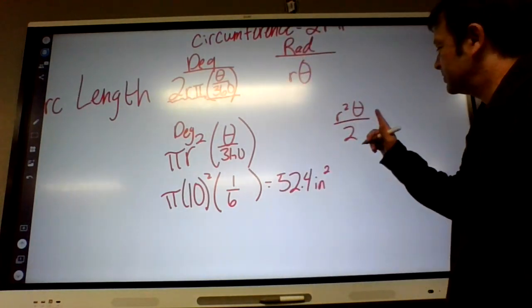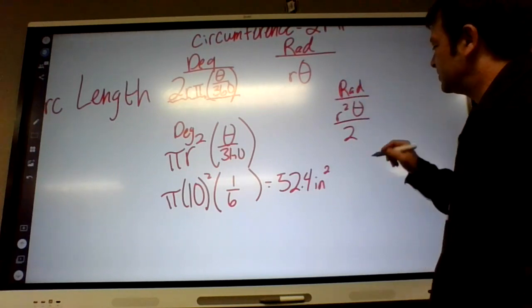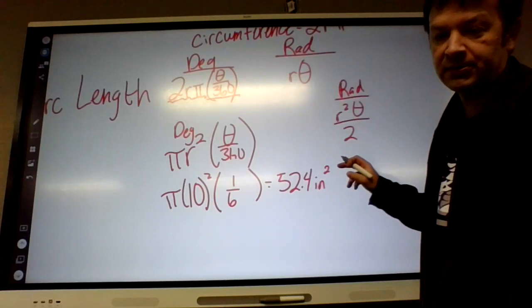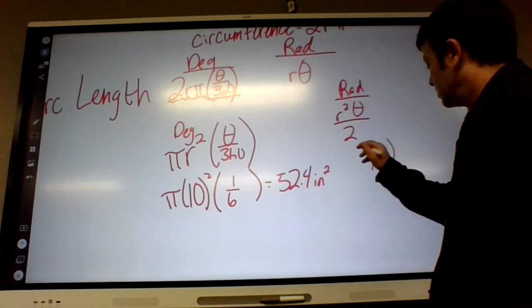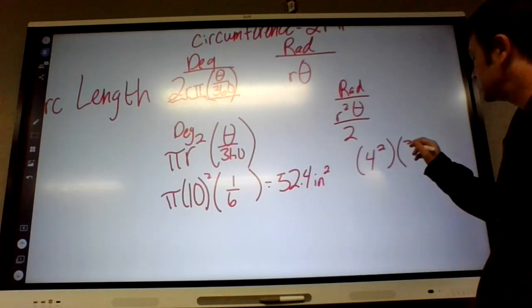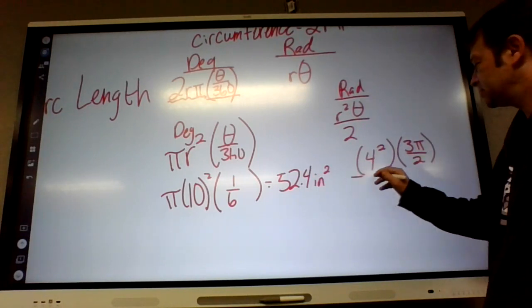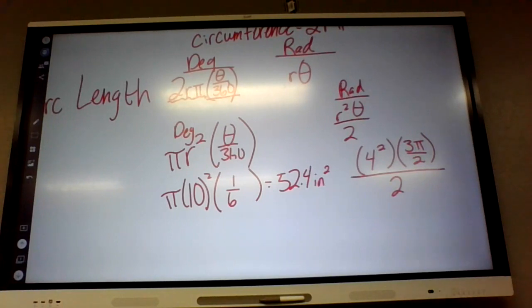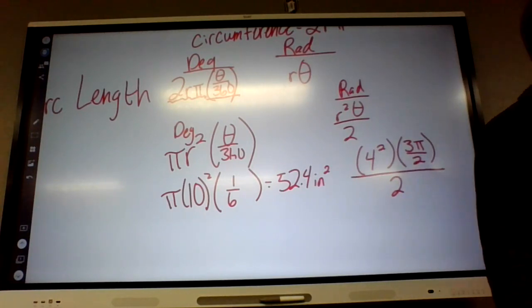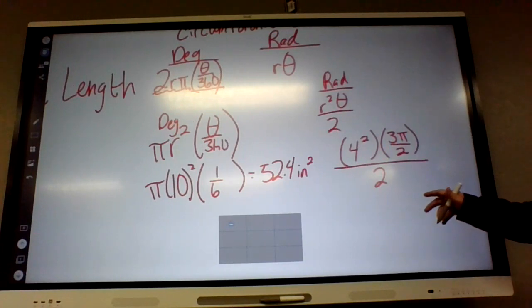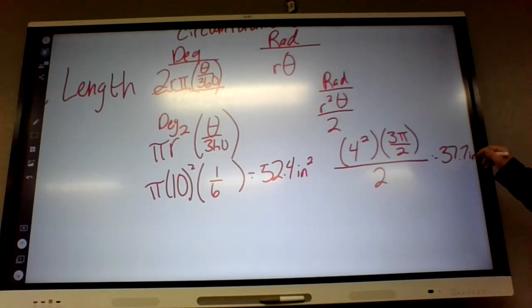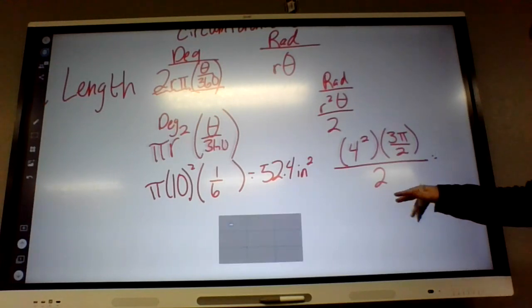Okay, 15. The radians version is r squared theta divided by 2. So the radius on this one is 4. And the angle is 3 pi over 2, like 270. And this one is squared, 37.7 inches squared.